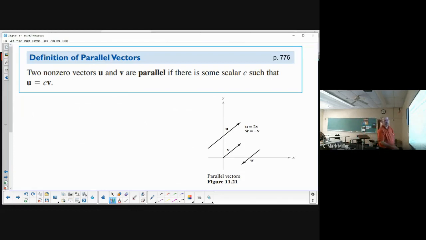Here's a little drawing that they have in the book. You have to get through your head that a vector pointing, quote unquote, the other direction is still parallel, because you can multiply that by a negative number and get that. So parallel.